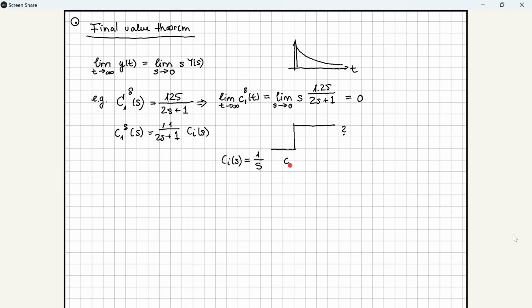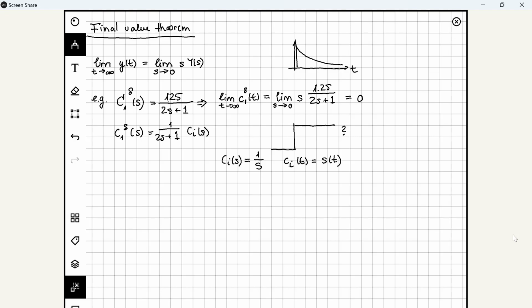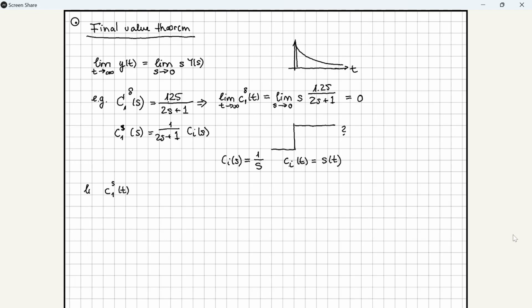So that means Ci of t would have been a step. And we can stick this in there. So I have to just get rid of this. This looks so ugly. So we can answer the question, and now also I made another mistake here. This is obviously not a delta pulse, but this is if we have a step function as an input. So we would like to know what is C1s of t, and we would like to know what happens as time goes to infinity.